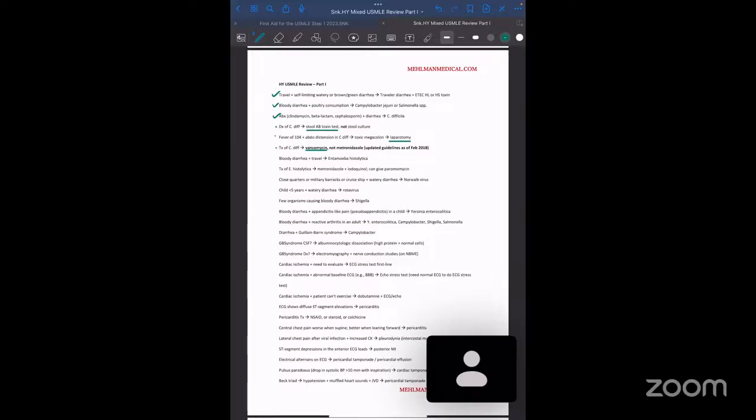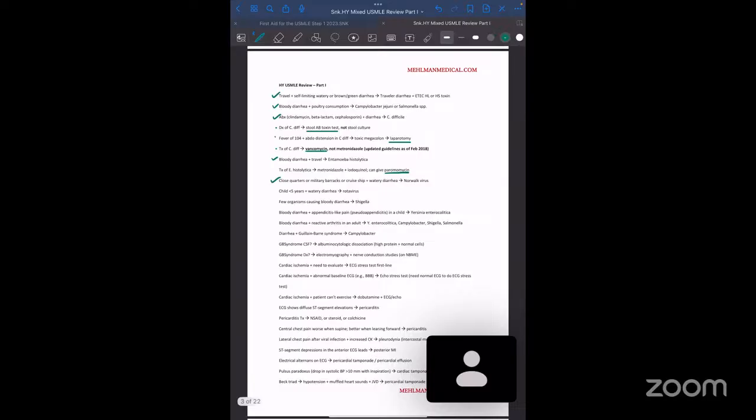Then bloody diarrhea plus travel, think Entamoeba histolytica. Treatment of Entamoeba histolytica is metronidazole plus iodoquinol. Can give paromomycin. Close quarters or military barracks or cruise ship plus watery diarrhea, think Norwalk virus. Child less than 5 years plus watery diarrhea, rota. If they're vaccinated, I believe it's noro, but anyway, most common is rota.